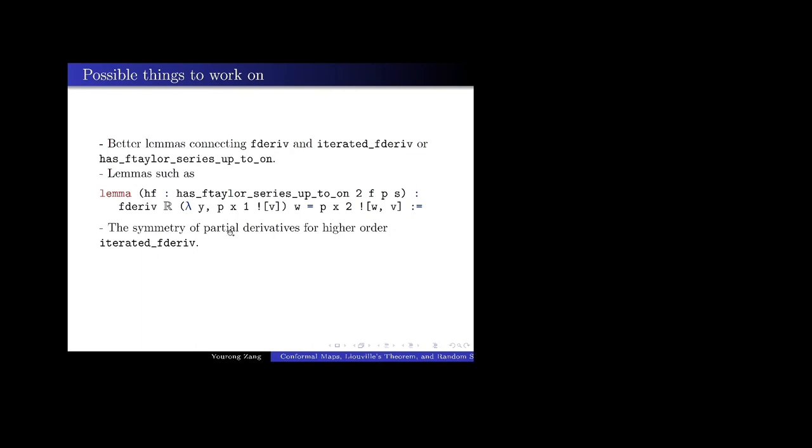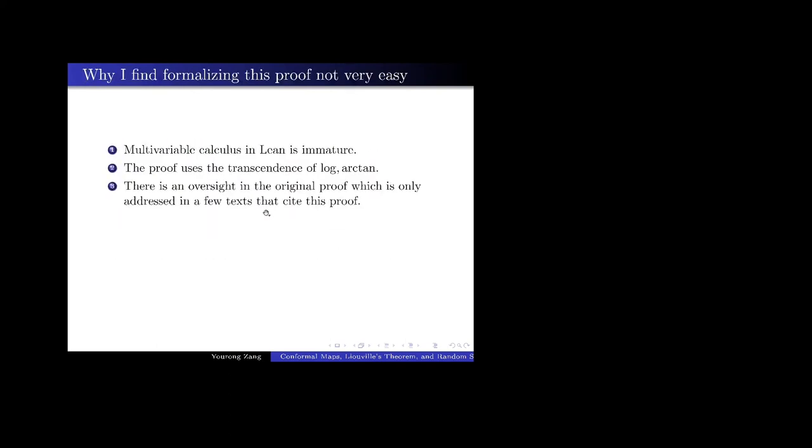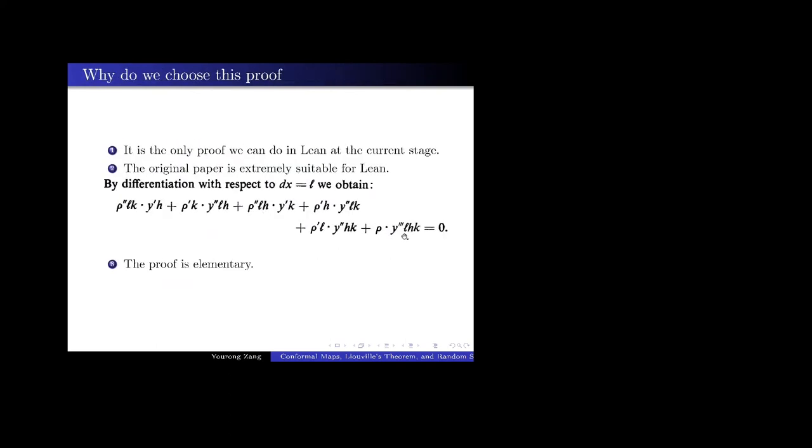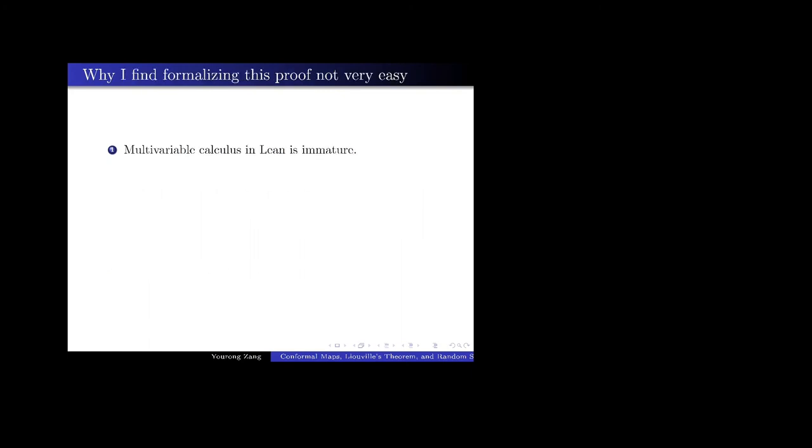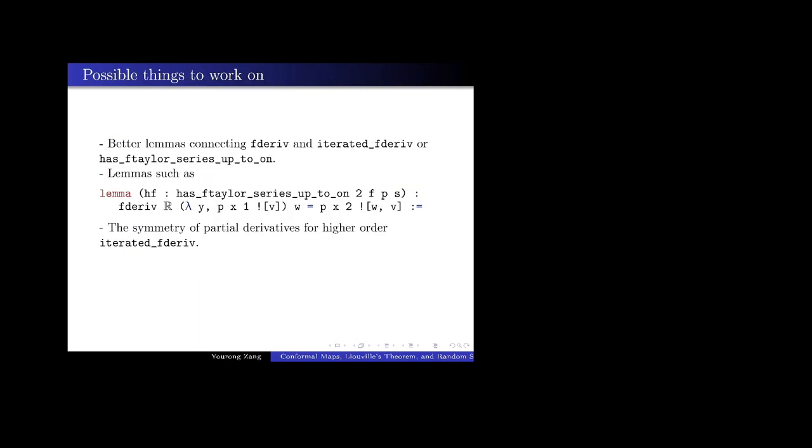And we can also have symmetry of partial derivatives of higher order, iterated derivatives, or the Taylor series. In my proof, I only use the symmetry of L and K in the third derivative of f. So it's a small special case, but it still took me some time to prove. And we can have a general theory of conformal geometry or quasi-conformal maps, and proofs of Liouville's theorem with weaker regularity conditions. Thank you.